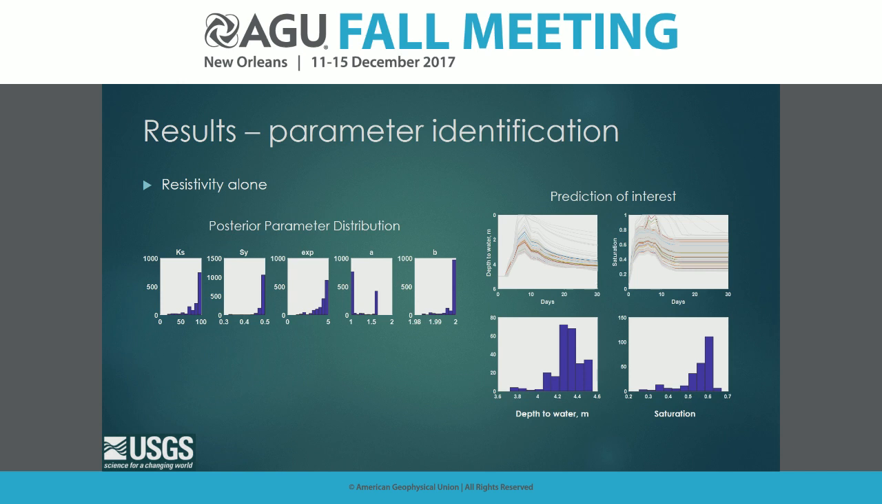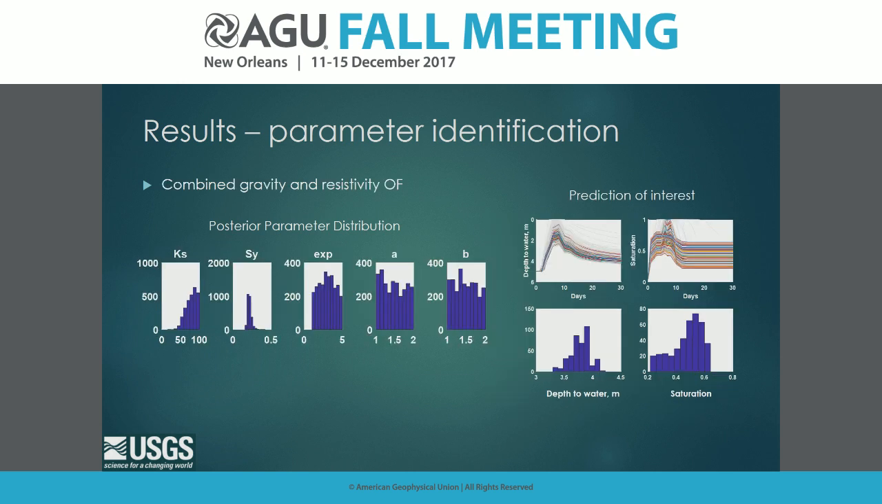Now, if we combine gravity and resistivity, we see something that's effectively about the same as gravity alone as far as the parameter distributions. I think it's kind of interesting that the Archie's law exponents, we get a much different estimate than we get from the resistivity alone.